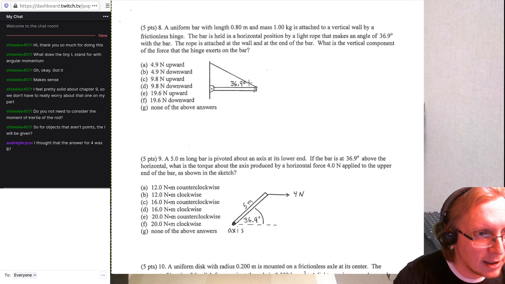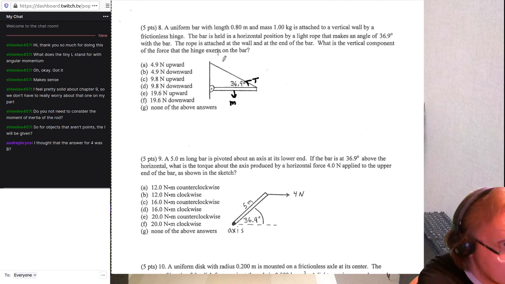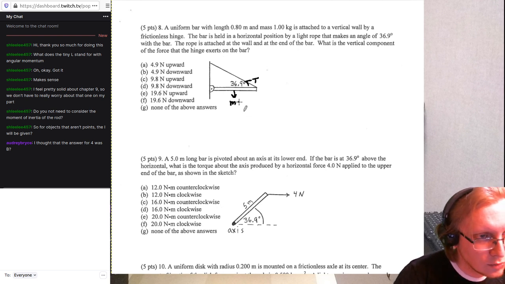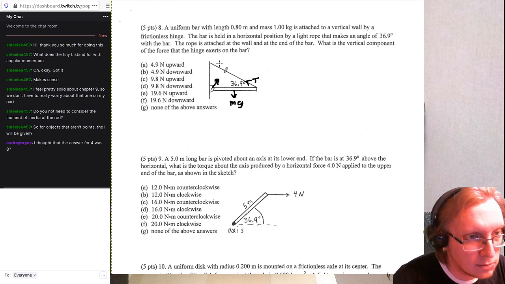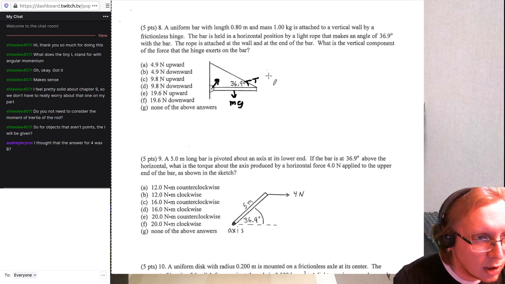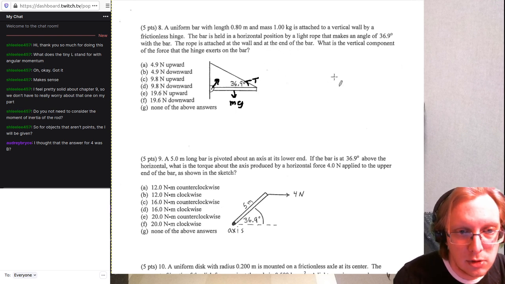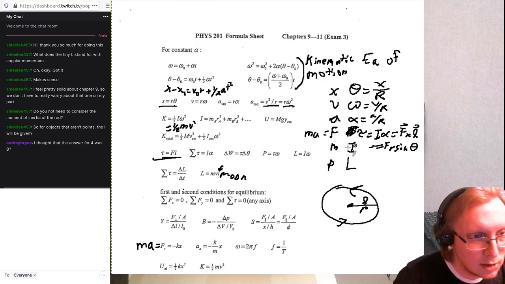Okay, let's see here. We got tension going this way. We got gravity going this way, and we got force going that way. Okay, I'm going to start with my torque. So we have three equations. So we're looking at these here.